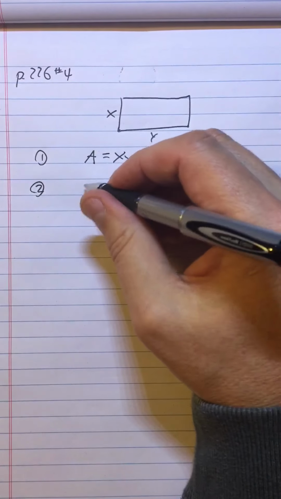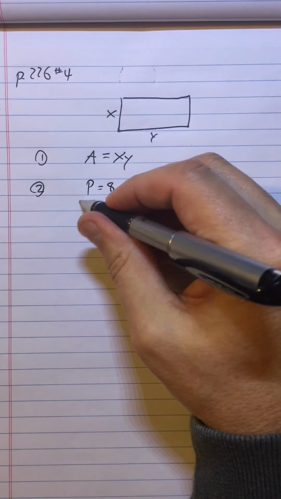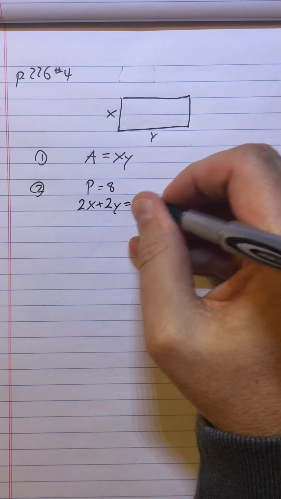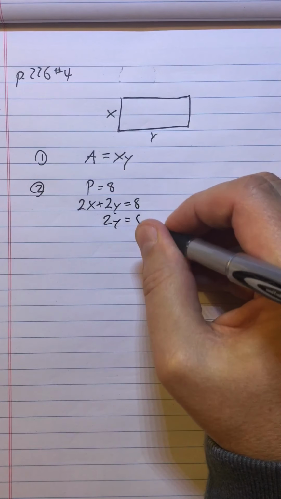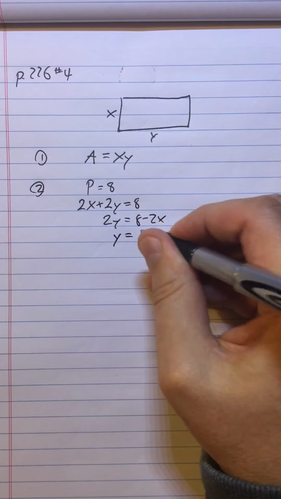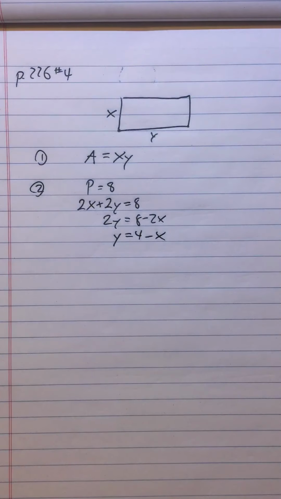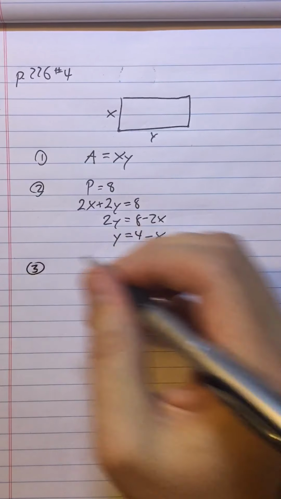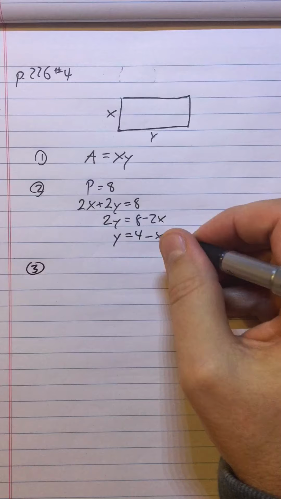Okay, what's an equation that relates them? Well, they said it's a rectangle with an 8-meter perimeter. So the perimeter is 8. That means that 2x plus 2y equals 8. So 2y equals 8 minus 2x, y equals 4 minus x. All right, so that's my step 2. Step 3, I'm going to sub this into here.